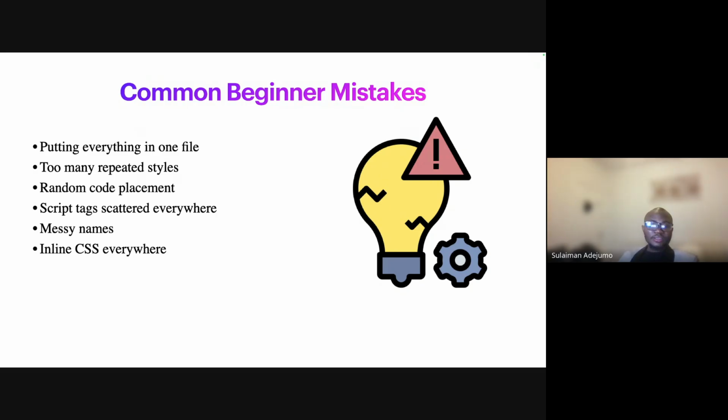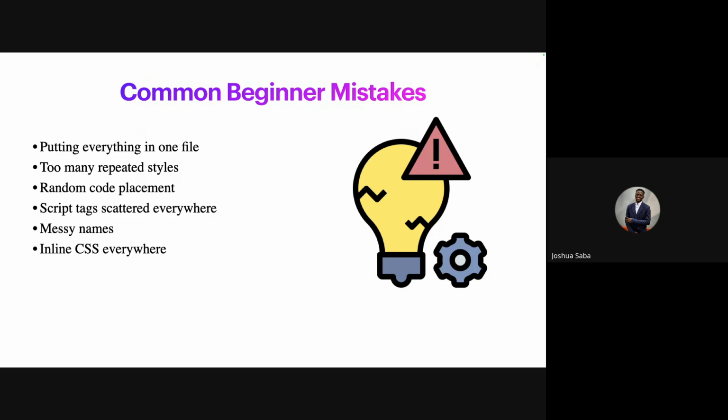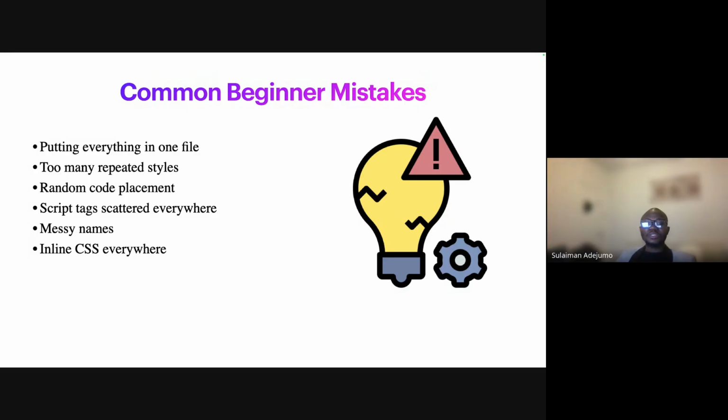Another thing beginners do is use random names for classes, IDs, or functions. Names like box one, test, thing, or new two don't mean anything, and when you come back later, you won't remember what they were supposed to do. Clear naming is one of the simplest ways to improve your code instantly because it makes your file readable at a glance.